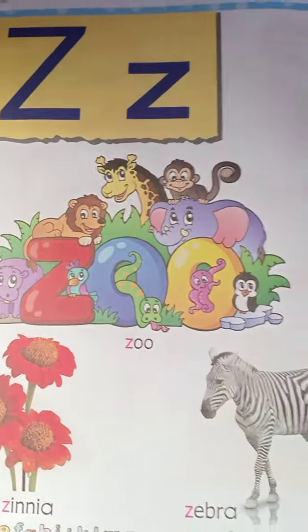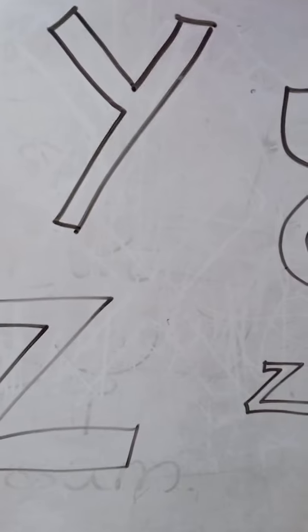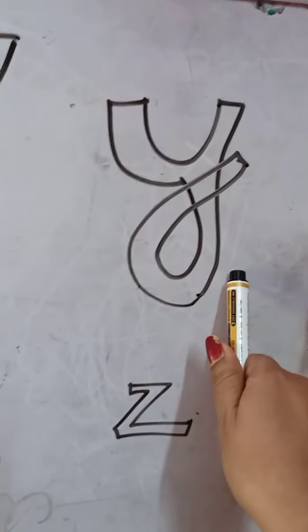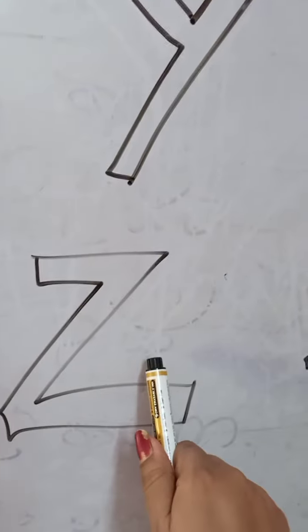Now let's practice how to write these alphabets. So children, this is capital Y, this is small y, capital Z, small z. How to write capital Y?